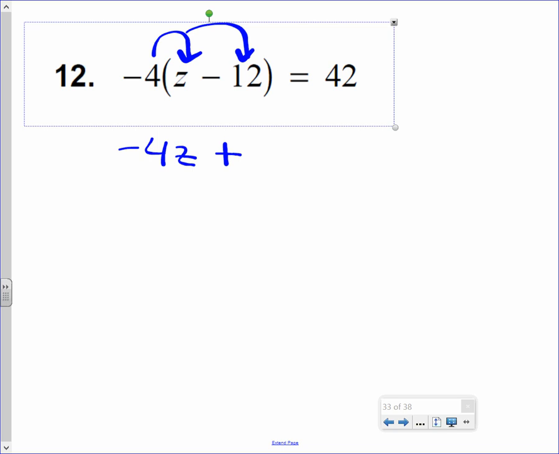Remember we reviewed positives and negatives, the boot camp students? 4 times 12, that's positive 48, sorry. Equals 48.